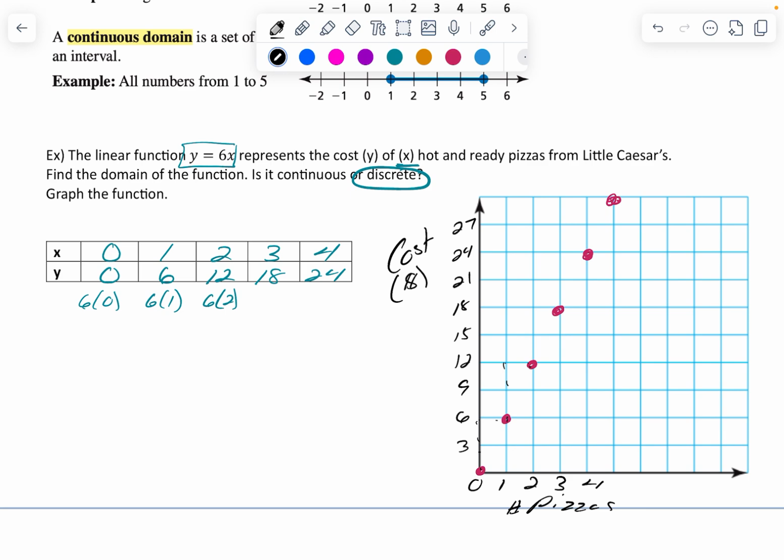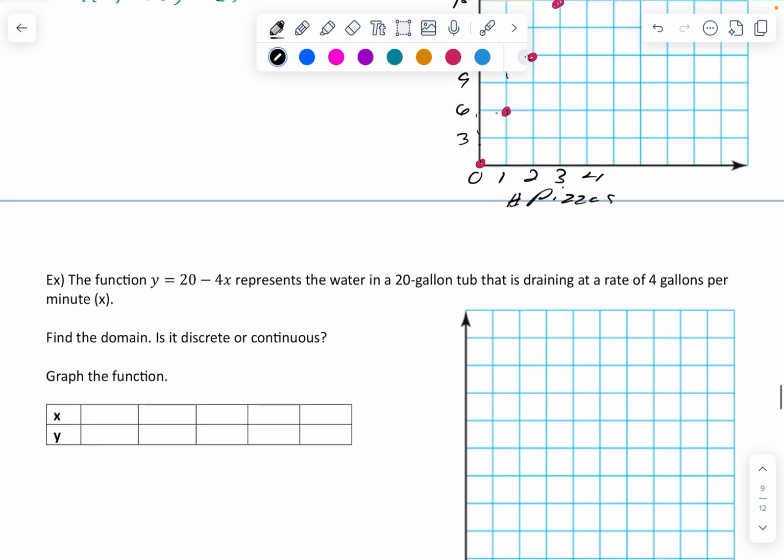All right. So the next example says this function represents the water in a 20-gallon tub that is draining at a rate of 4 gallons per minute. So X refers to minutes. Right now the water is full, it's 20 gallons in the tub, and it's draining out 4 gallons a minute. First of all, is it discrete or continuous? Well, that water doesn't just plop out all at once, but goes out continuously. So it would be continuous. We also could put in 2.5 minutes, or use a decimal or fraction for minutes, and it would make sense.